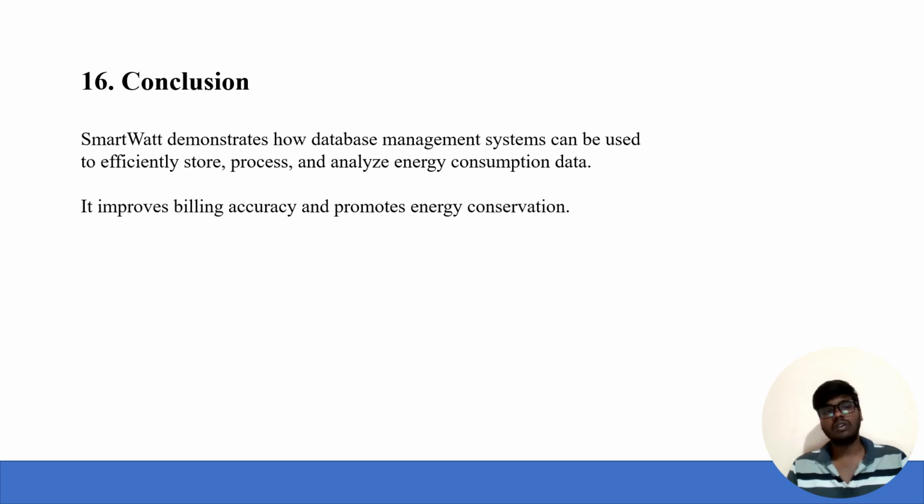Conclusion: Smart Watt demonstrates how a database management system can be used to efficiently store, process, and analyze energy consumption data. It improves billing accuracy and promotes energy conservation. This is basically what our app says, that it is a smart watt, demonstrating how database systems can be used to efficiently store, process, and analyze data and electricity consumption. It improves billing accuracy and promotes energy conservation.